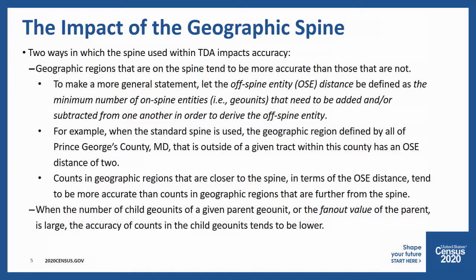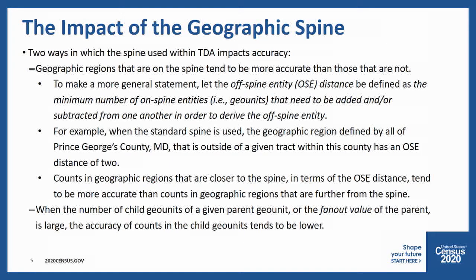Suppose we're given Prince George's County, Maryland, minus 1 tract, so that geographic entity, and we want to find the off-spine entity distance. Well, we can derive that off-spine entity by taking Prince George's County and then subtracting a tract. So we use two on-spine geo units to derive that off-spine entity. So its off-spine entity distance is 2. So counts in geographic regions that are closer to the spine in terms of this off-spine entity distance are generally more accurate than those that are further. And this, like I said before, is by far more important than the next one here, especially for redistricting.